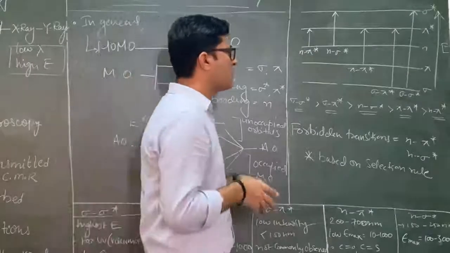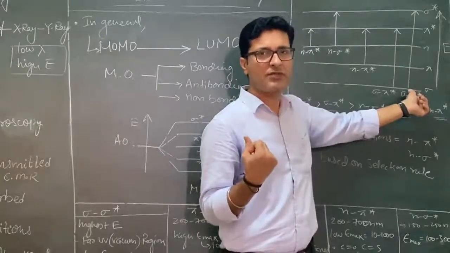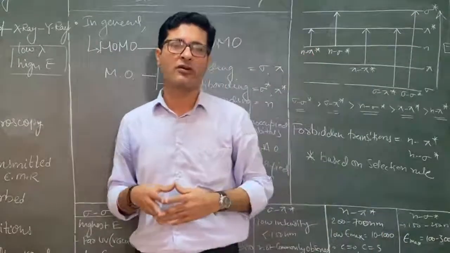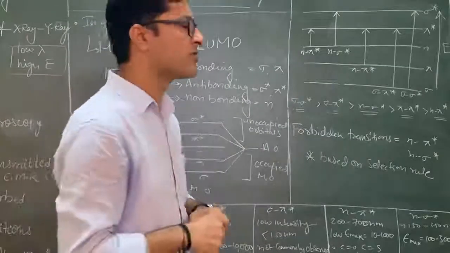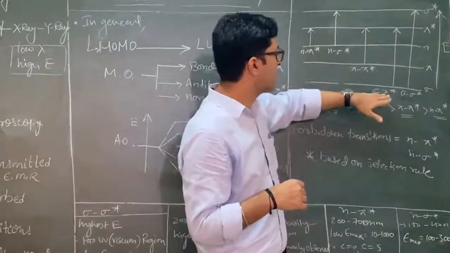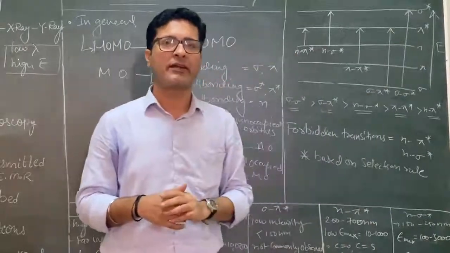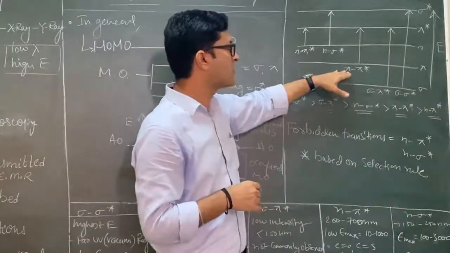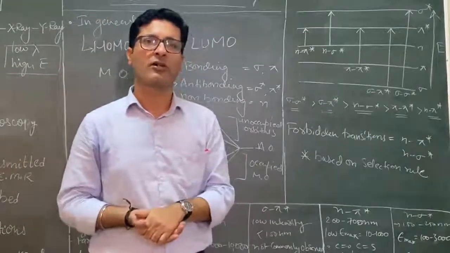Now when the electrons of the sigma energy level or sigma orbital absorb the energy, they get transited to the sigma star anti-bonding orbital. So sigma to sigma star is the first type of electronic transition. Another possibility is that a sigma electron can jump to the pi star or pi anti-bonding orbital. Then we have a third type, the pi to pi star transition, in which a pi electron gets transited from the pi to the pi anti-bonding orbital.